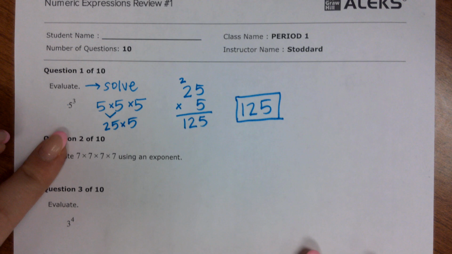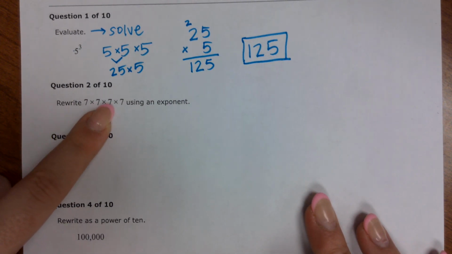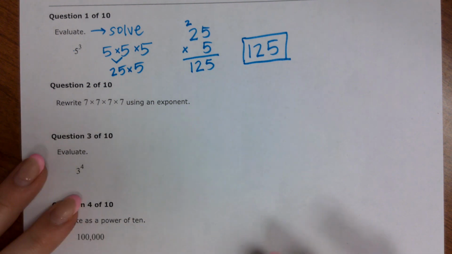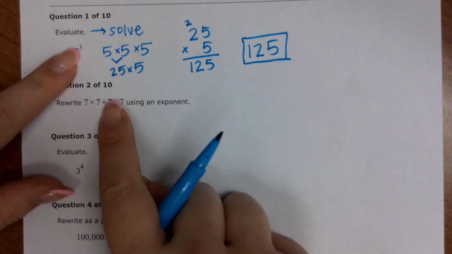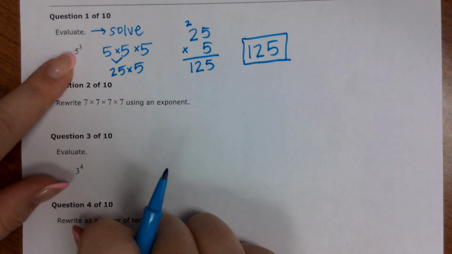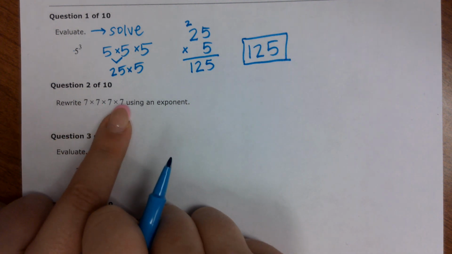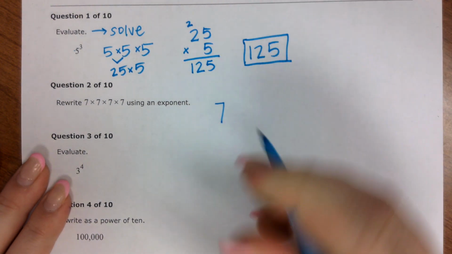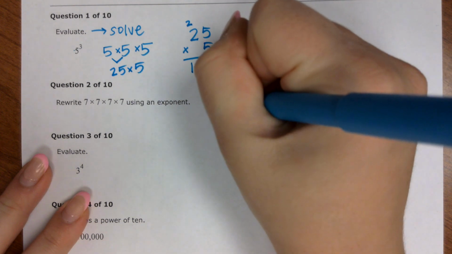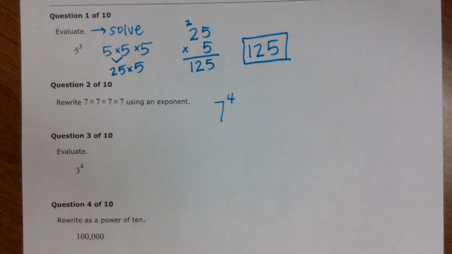Okay, question number 2 says rewrite 7 times 7 times 7 times 7 using an exponent. So we're kind of going to go backwards. So we need this to look like this with an exponent. So what we're going to do is write a base. So what number is repeating? We know that 7 is repeating. And how many times does it repeat? 1, 2, 3, 4. It repeats 4 times. So that's how we would write the exponent for that one.